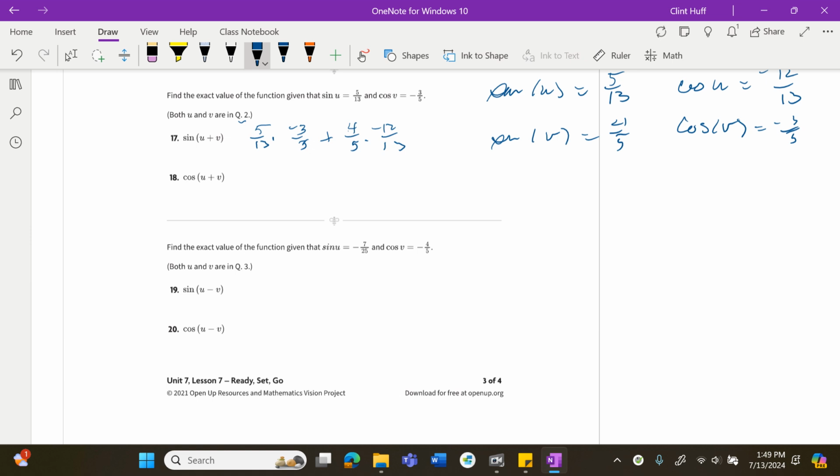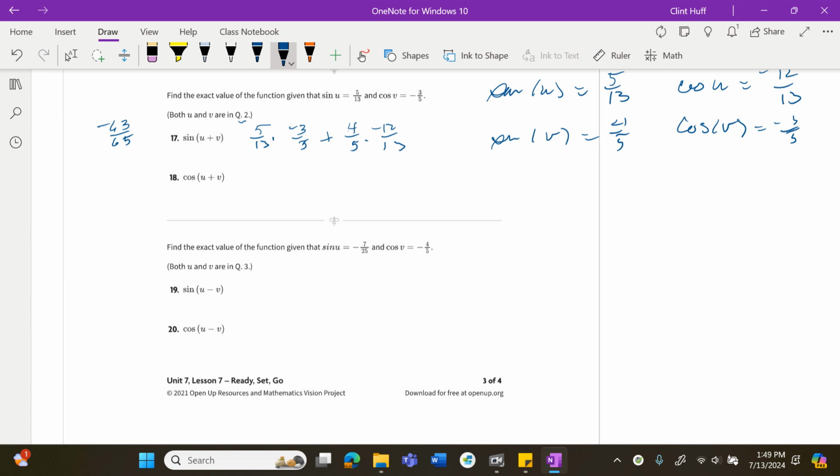All right, so if we do the math there, we get negative 15/65 plus negative 48/65, which is negative 63/65. Pardon my writing there. I'll fix that up for you. Negative 63/65.